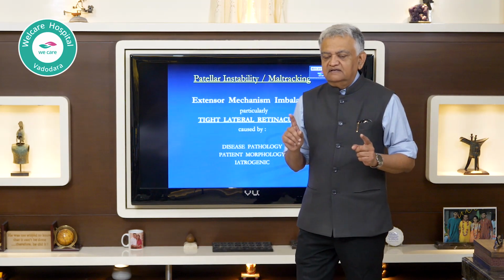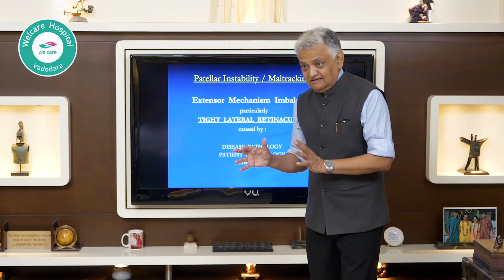The moment disease sets in, this arrangement goes through a change. And the moment this arrangement goes through a change, there is reason for that knee to become symptomatic. And when you do a knee replacement, the aim is to correct the disease pathological state to a particular extent.